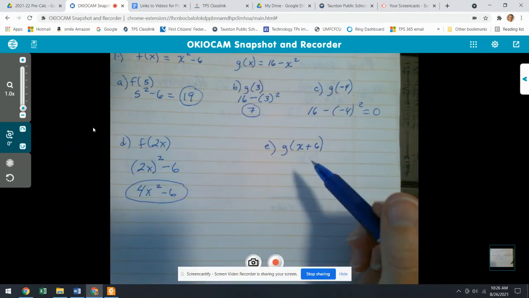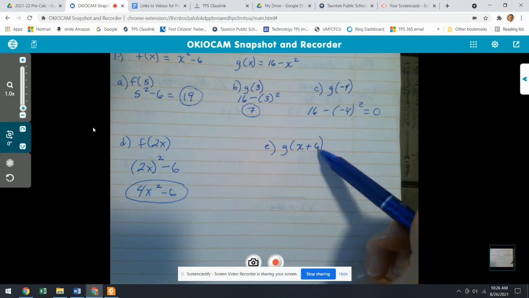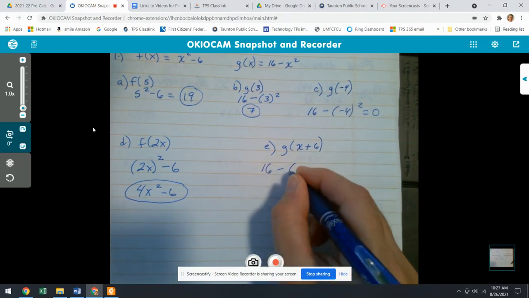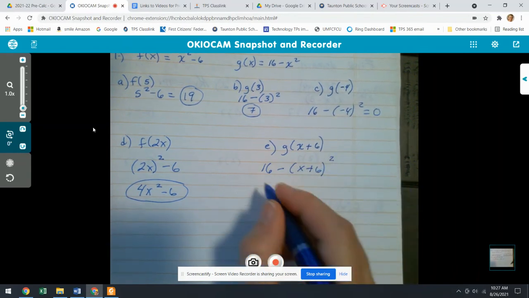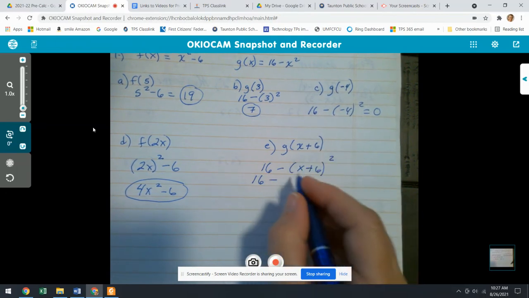And then this final one, they're asking us to use the g of x equation, and wherever we see an x, we're going to put in x plus 6. So it'll be 16 minus, there's our x, and then we need to square that. So we're going to square out the binomial.